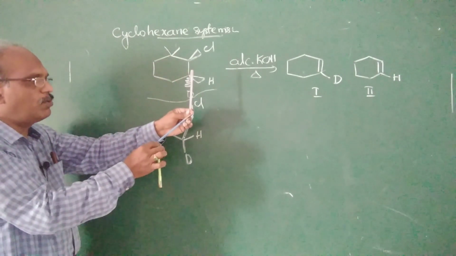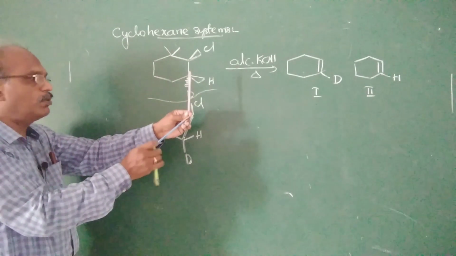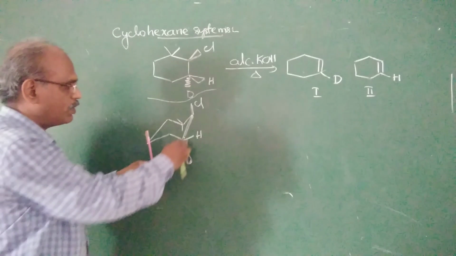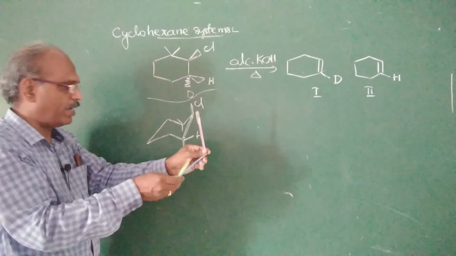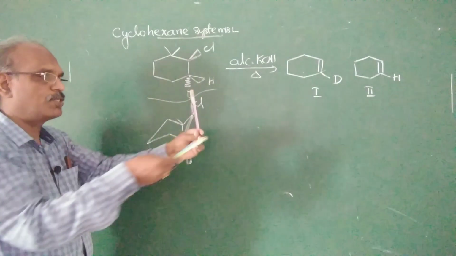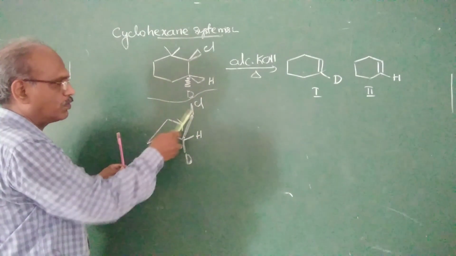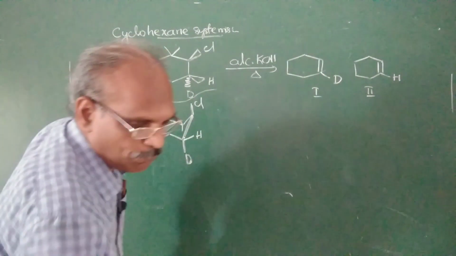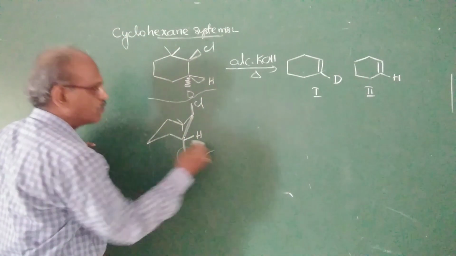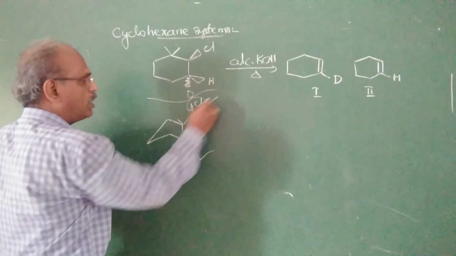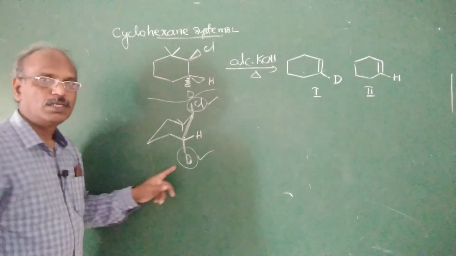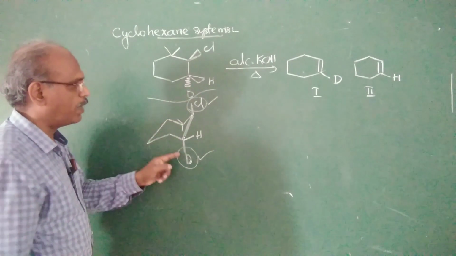Then which do you remove? Chlorine and deuterium, not the H, because H is projected in this direction. Chlorine is here, H is projected in this direction. They are in different planes. So removal of hydrogen is not possible. Removal of deuterium is possible because Cl, these carbons and the deuterium are coplanar.